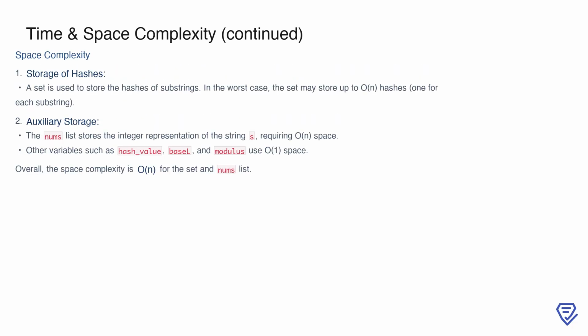Turning to space complexity, the solution requires storage for certain data structures and variables. A set is used to store the hashes of substrings. In the worst case, this set could contain up to n unique hashes, resulting in O(n) space. Additionally, the nums list is used to store the integer representation of the input string, which also requires O(n) space. Beyond this, auxiliary variables such as hash value, base, and modulus each consume constant space, contributing O(1) in total. Thus, the overall space complexity of the algorithm is O(n), dominated by the set and the nums list.